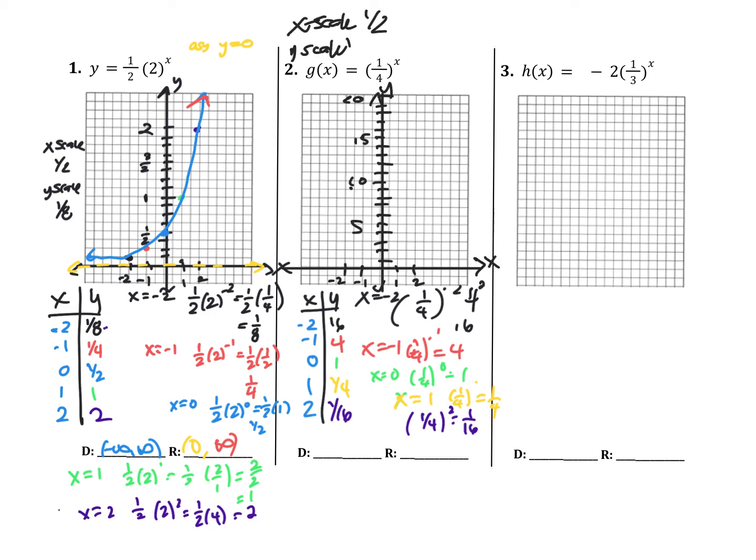Okay, so my graph is set up now, and I'm going to go ahead and plot those points. Negative 2, 16 is going to be right here. Negative 1, 4 is going to be right here. Oops, that didn't change color. 0, 1 is going to be down here.